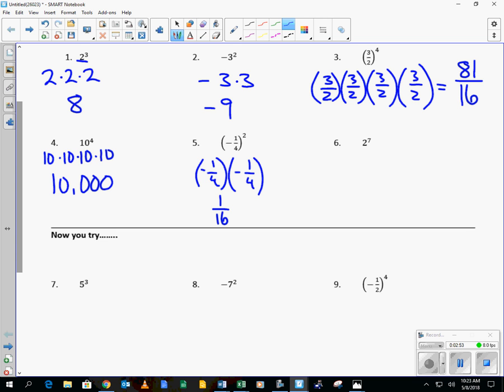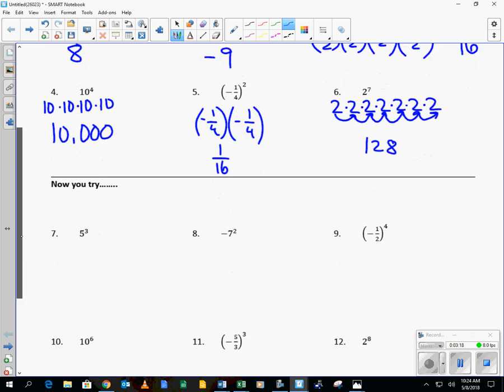Then we have 2 to the 7th. 2 to the 7th would be 2 times 2 times 2 times 2 times 2 times 2 times 2. 2 times 2 is 4, times 2 is 8, 16, 32, 64, 128. Excellent.